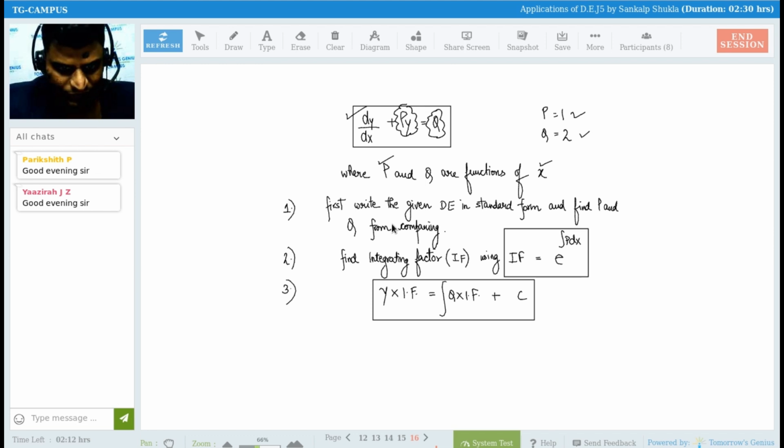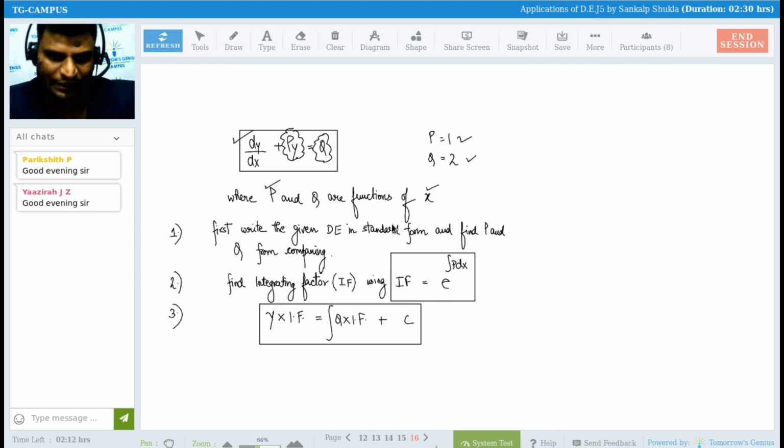So now we can start today's lecture. These were the steps for how to solve a linear differential equation. All right, guys, everything is clear. We can move on.